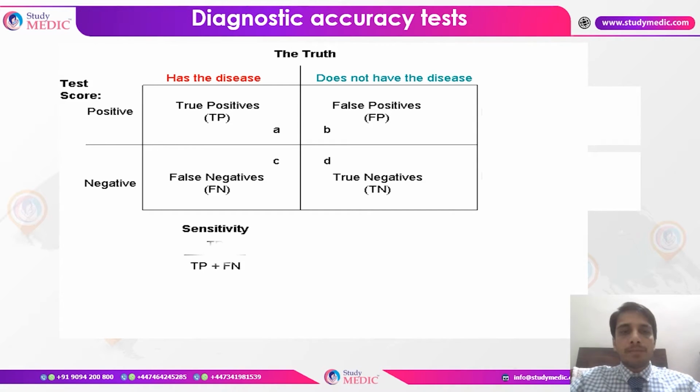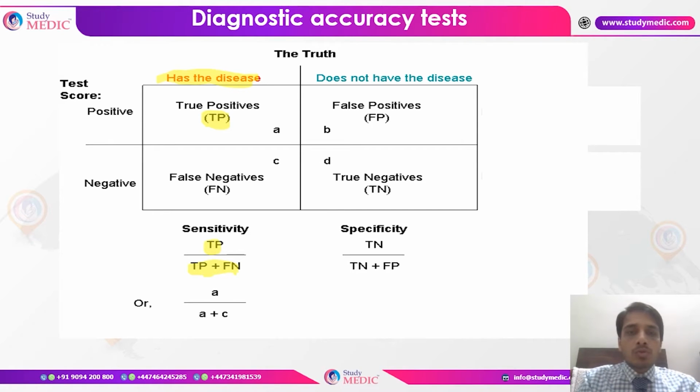Now what is sensitivity? Sensitivity, which is also called the true positive rate, is: of those who are having the disease, how many are tested positive? That is true positive by true positive plus false negative. Hence it is called the true positive rate. Now what is specificity? Of those who are not having the disease, how many are tested negative? That is true negative by true negative plus false positive. It is also called the true negative rate.